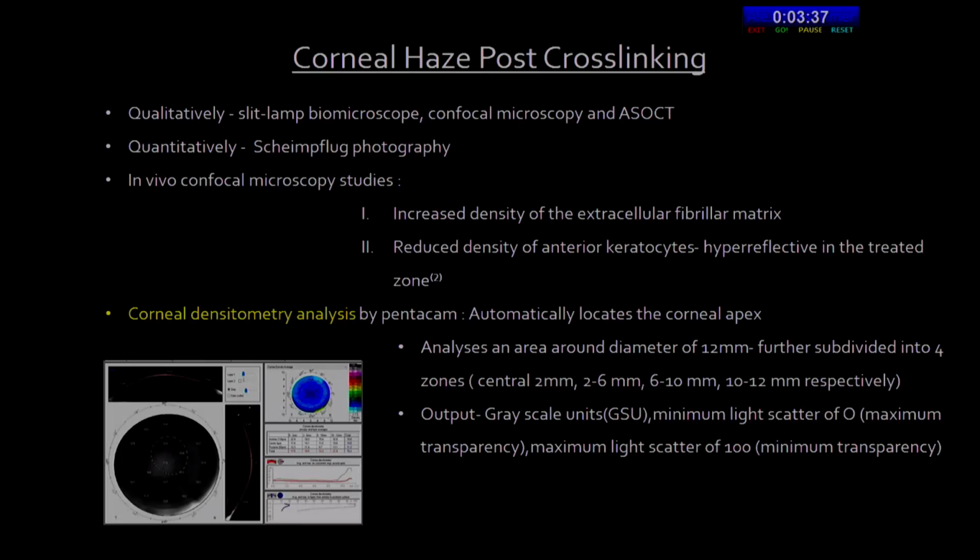an area around the diameter of 12 mm, which is further subdivided into 4 zones that are central 2 mm, 2 to 6 mm, 6 to 10 mm, and then 10 to 12 mm respectively. And the output is given in terms of gray scale unit, which measures the minimum light scatter and values it as 0. That is the maximum transparency, and maximum light scatter labeling it as 100, which suggests minimum transparency.